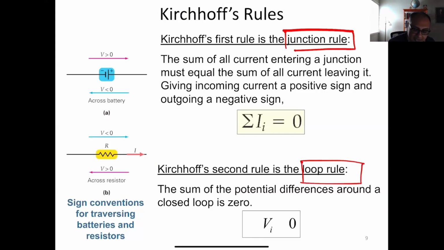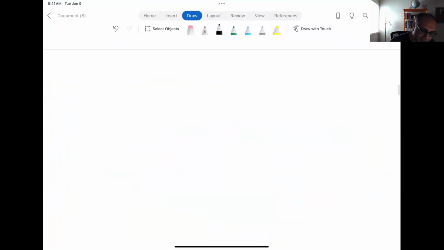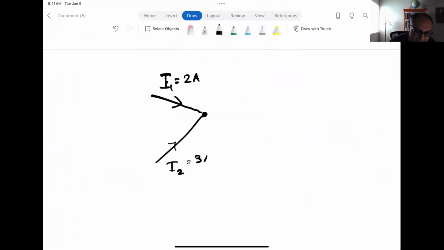All right, so let's look at the junction rule first. The junction rule says that the sum of all the currents entering a junction must equal the sum of all the currents leaving it. So let's look at that. It's actually quite intuitive. Suppose you have a junction over here in a circuit. This is a wire and a current is coming into this junction. Let's call that I1. Let's say it's 2 amperes. And you've got another current I2 also coming into this junction. Let's say that that's 3 amperes.